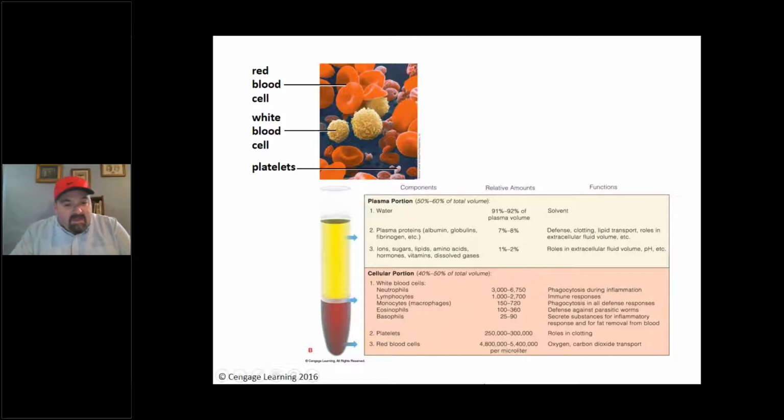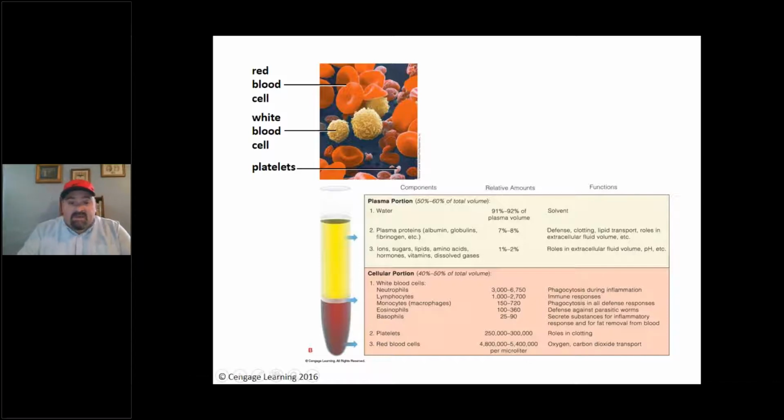Okay, so we have the cellular components. Primarily the cellular components would be comprised of the red blood cells. We also call them erythrocytes. And these are really important, involved in the transport of oxygen and CO2 in particular. You'll see that the white blood cells, the leukocytes, are involved primarily in your immune function of the body. And we'll look at the platelets as far as their role in clotting.